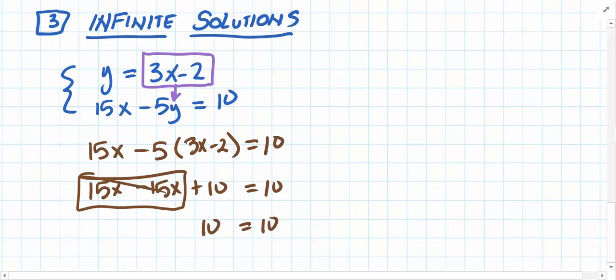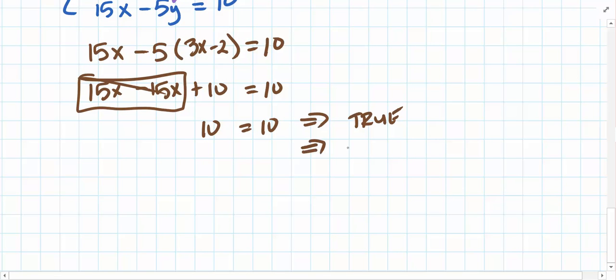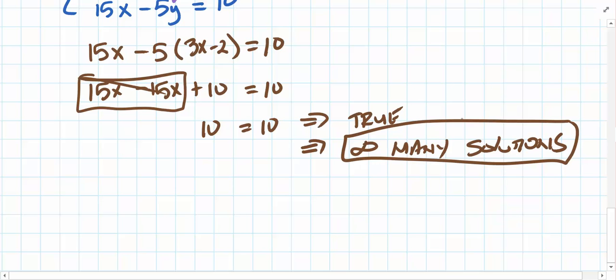What do you think about that? That's a true statement, right? Okay, that's a true statement. So this implies true. So then that would imply that we have infinitely many solutions. Okay? So here we go. How do we represent the answer?